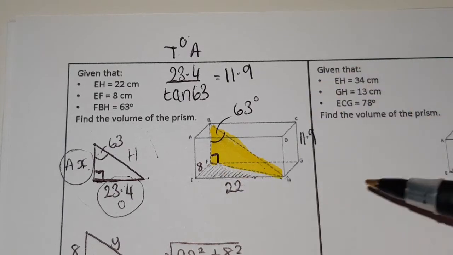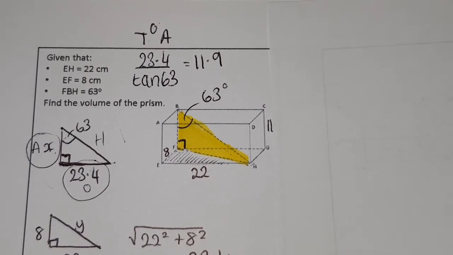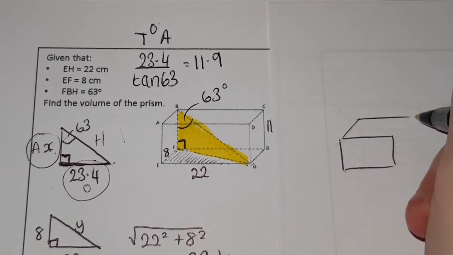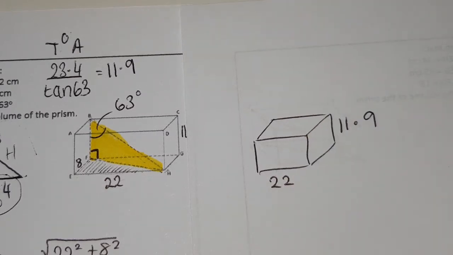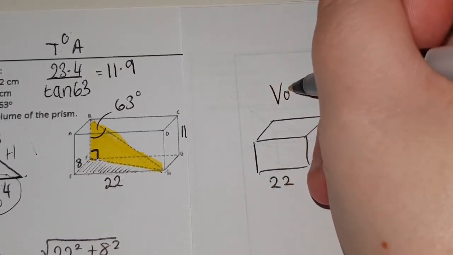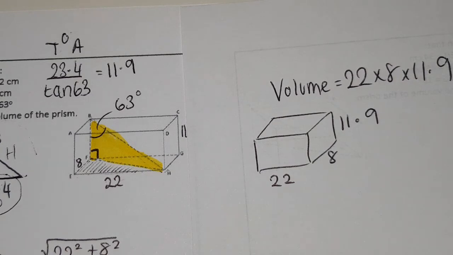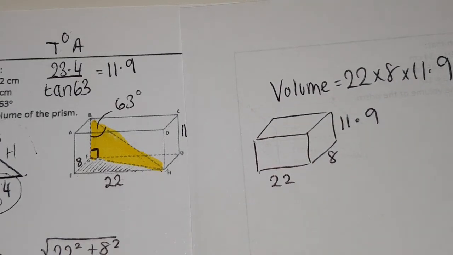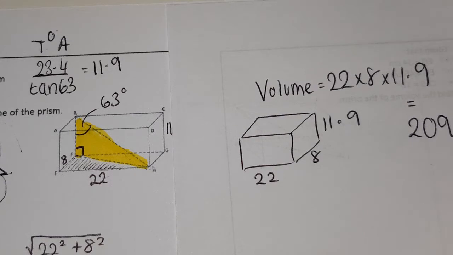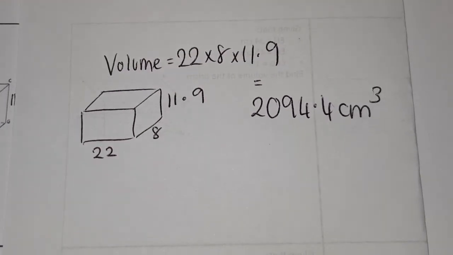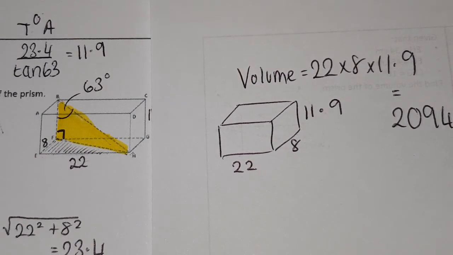But it does mean I've now got all three pieces of information I need to find the actual volume of my shape. I'm just going to fold this out so that's nice and right. So I've now essentially got a cuboid that has a height of 11.9. We know it's got a width of 22 and a depth of 8. So if I want the volume, all I'm going to do is multiply those three sides together. I get a volume of 2094.4 centimetres cubed.